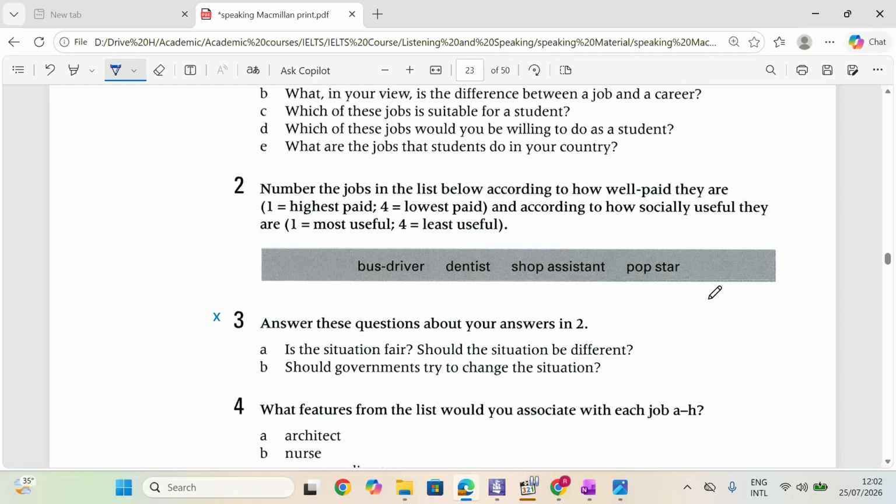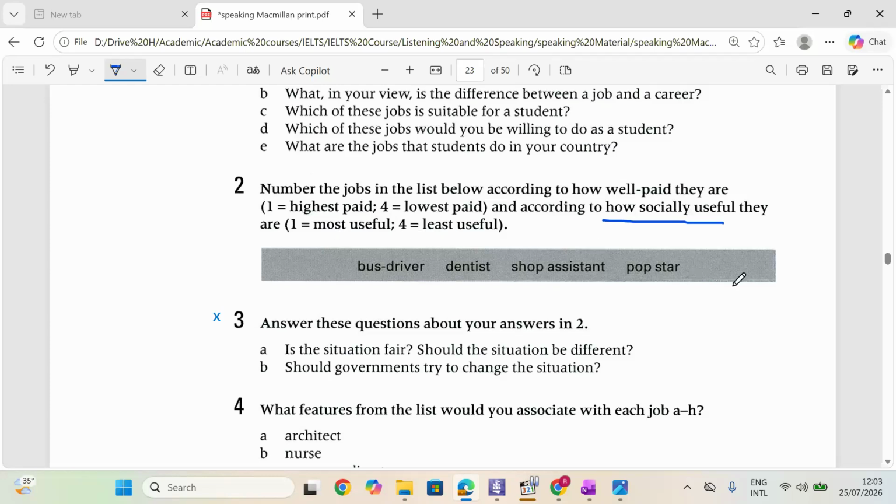And which one of them do you think is the most useful socially? Dentist, maybe, because he's a dentist. I think pop star, because nowadays everyone is just working as a famous person. They find it the easiest thing to do. Do you think pop star is the most useful socially? Not useful. It's about how socially useful they are, one being the most useful, four being the least useful.